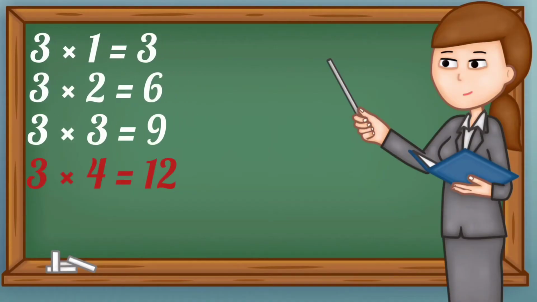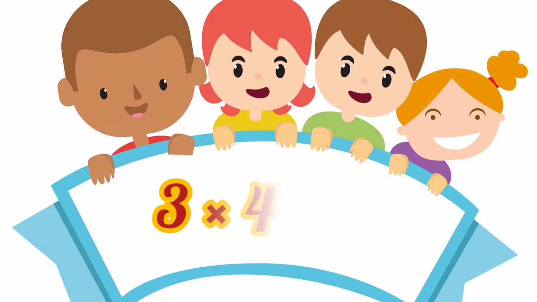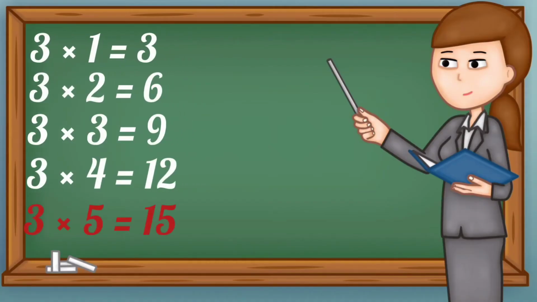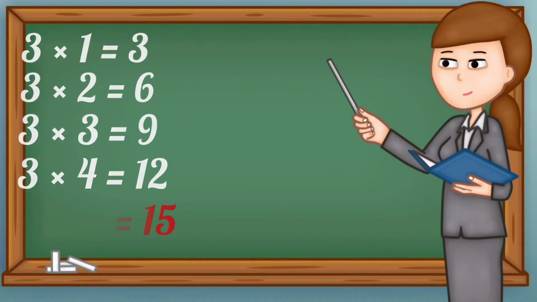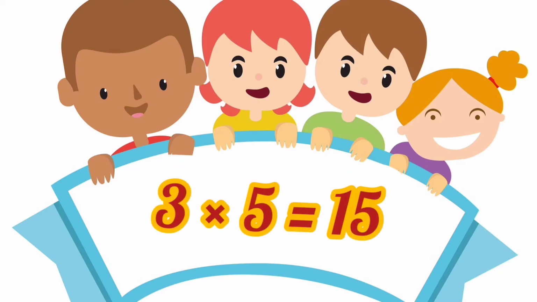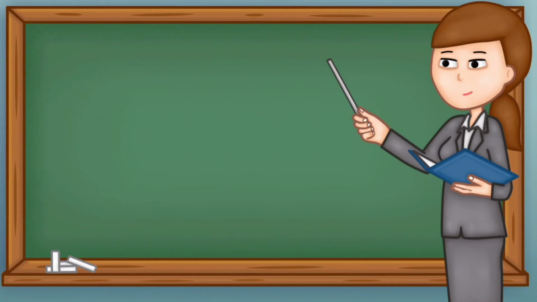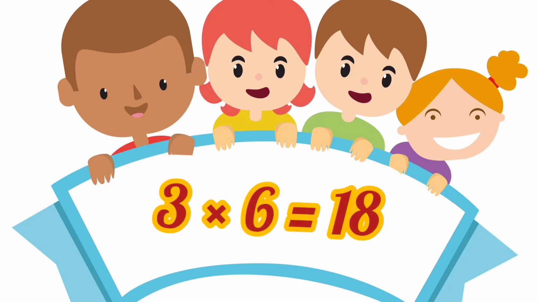3 fours are 12. 3 4s are 12. 3 fives are 15. 3 5s are 15. 3 sixes are 18. 3 6s are 18.